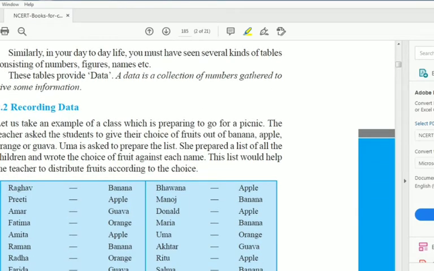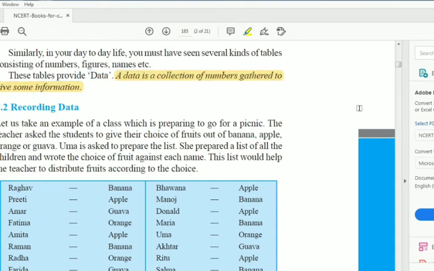Similarly, in your day-to-day life, you must have seen several kinds of tables consisting of numbers, figures and names, etc. When you are playing different types of games, you record the data related to that game in the form of tables consisting of numbers and names. So these tables provide data. So what is the meaning of data? Look at here carefully. This definition is very important for the fill in the blanks. Okay.